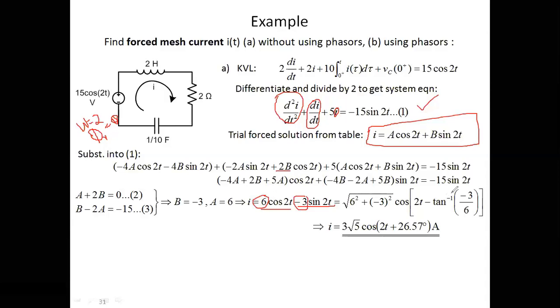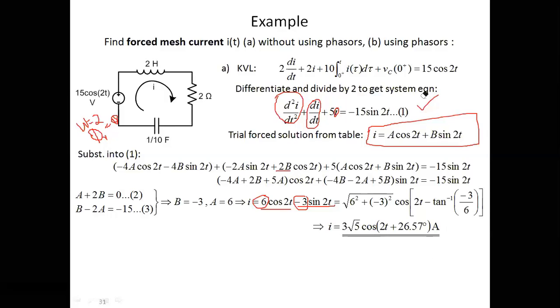If you find that tan inverse, what you're going to obtain is that the phase angle is, as a matter of fact, minus 26.57. That minus is going to cancel the minus you see here, and then this becomes plus. This minus you see here is as a result of this minus 3 in the first place. So you have 26.57 degrees here, and this becomes the current that we are looking for without using phasors.